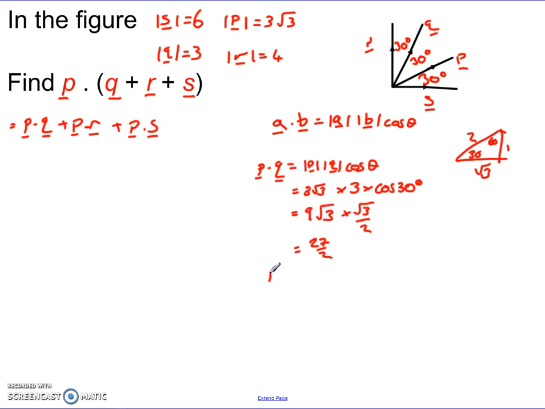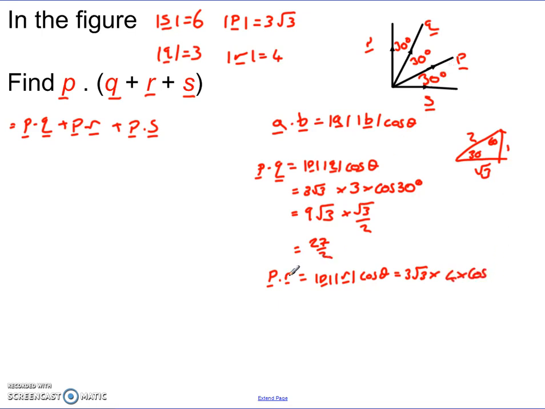Next we want to do the P dot R. And again, it's the exact same thing. The only difference is this is an R and it's the angle between those two. So it's the magnitude of P, magnitude of R, cos theta. Put in all the parts. Well, we know the magnitude of P is 3 root 3. Magnitude of R, it's up here, is 4. And then it's times the cosine of the angle between them.